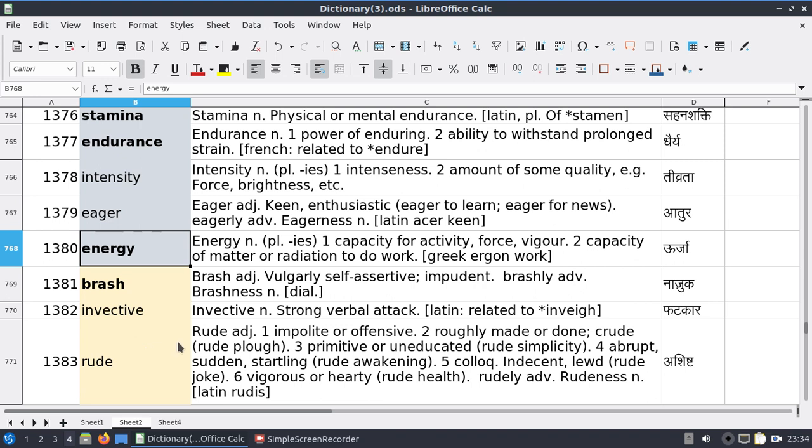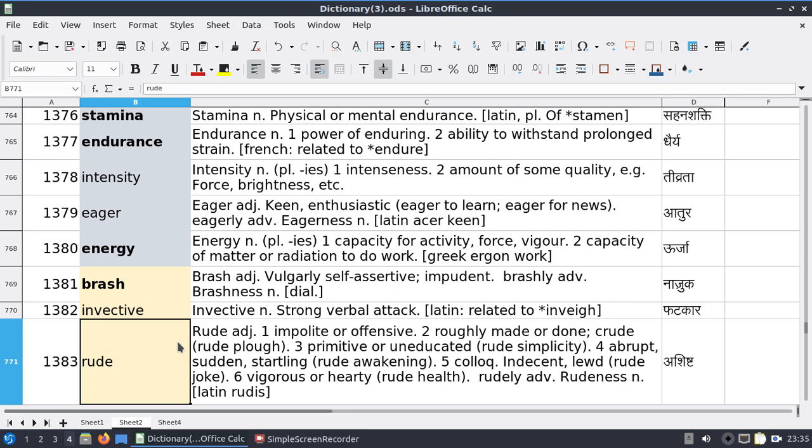Invective. Invective means strong verbal attack, full of invective against the government. A speech full of invective against the government. That means a speech full of attacks against the government.